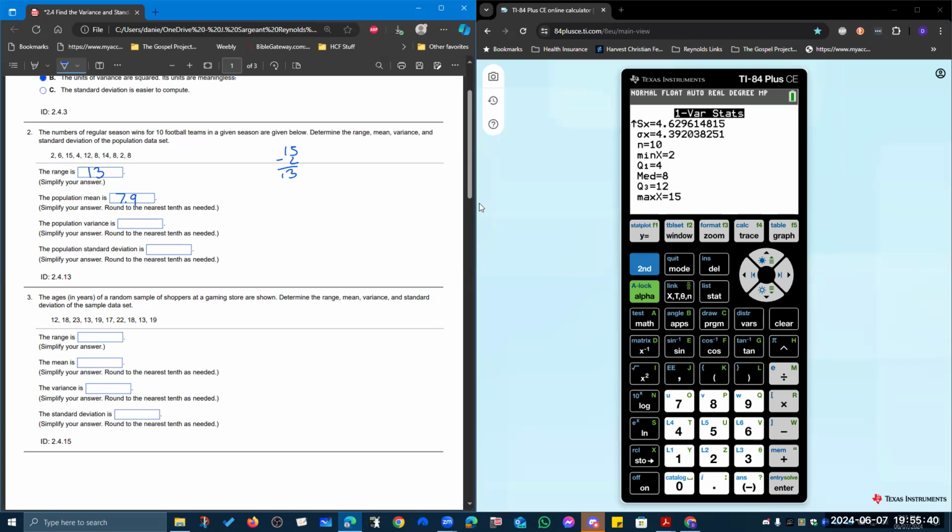Population variance is going to be the standard deviation here squared. So I'm going to make my calculator do that in a second. The population standard deviation to the nearest tenth is 4.4. I'm going to go into VARS, statistics, and we want sigma x here, and I want to square it to get the variance. Rounded to the nearest tenth, the answer is going to be 19.3.